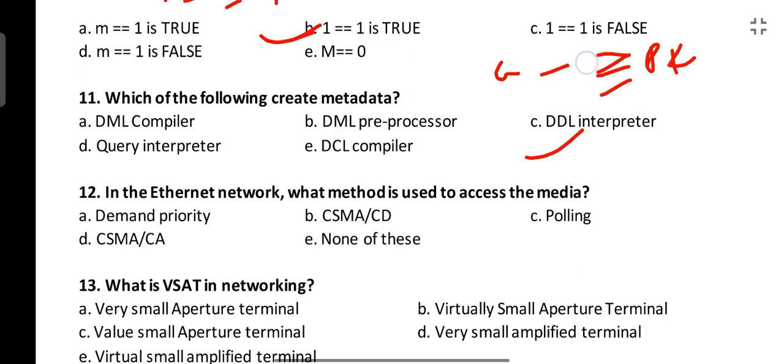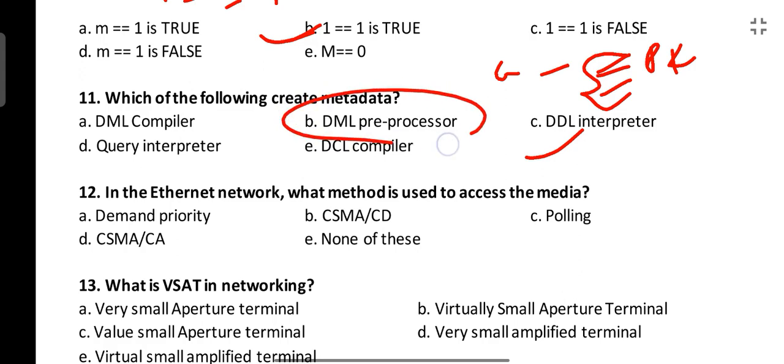This is what we know as metadata, because what data we are storing in the table we can understand by seeing the column names. So that is the task of the DDL interpreter. It will interpret those DDL commands and save them as metadata.